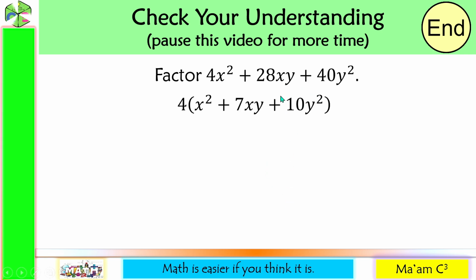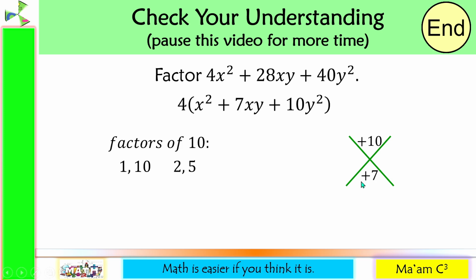I'm going to determine the factors of the numerical coefficient of my third term. So factors of 10. Those are 1 and 10 and 2 and 5. Now, no other factors. I'm going to create my magic X. Writing at the top is the numerical coefficient of the third term, including the sign. And writing at the bottom is the numerical coefficient of the middle term, including the sign. For the factors, I'm going to choose one pair from here that would possibly give me 7 as a sum. And that is 2 and 5.